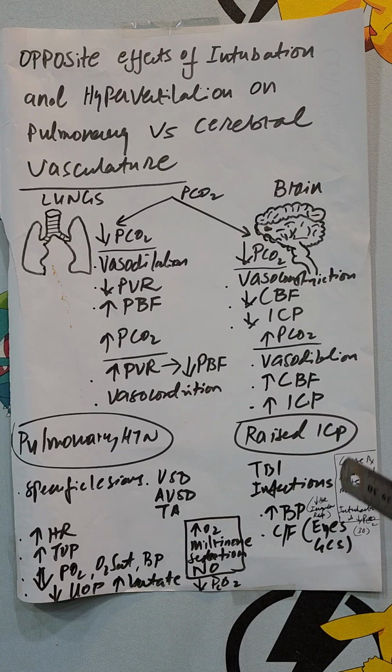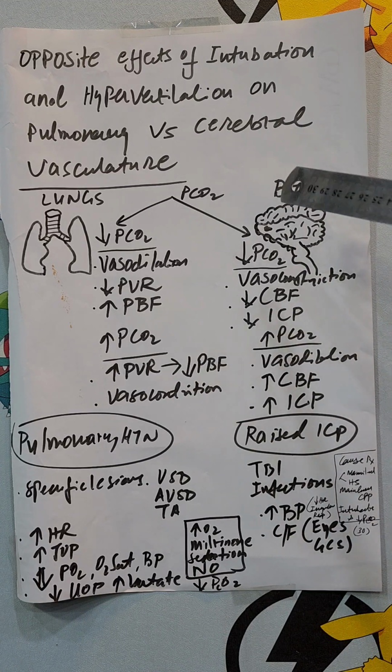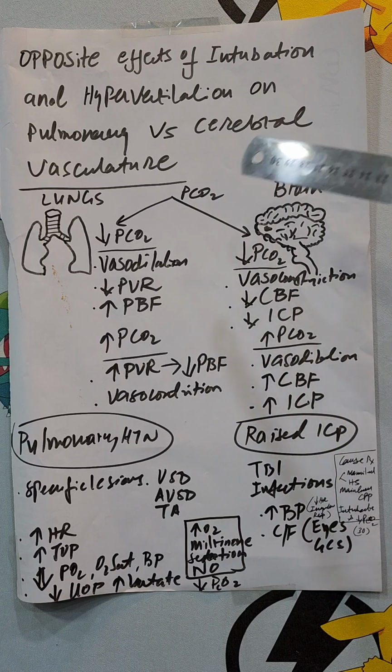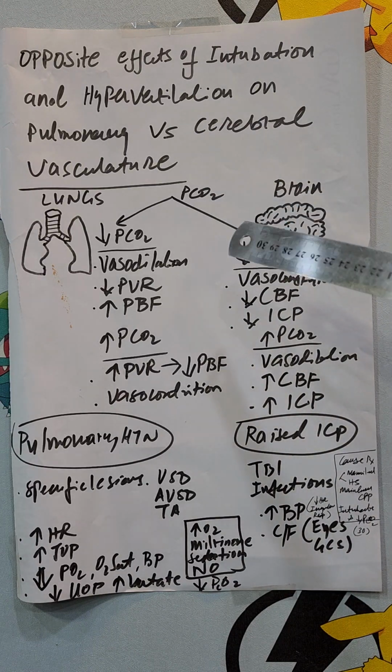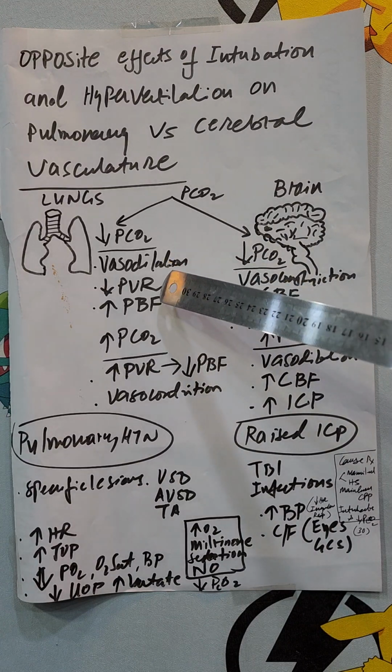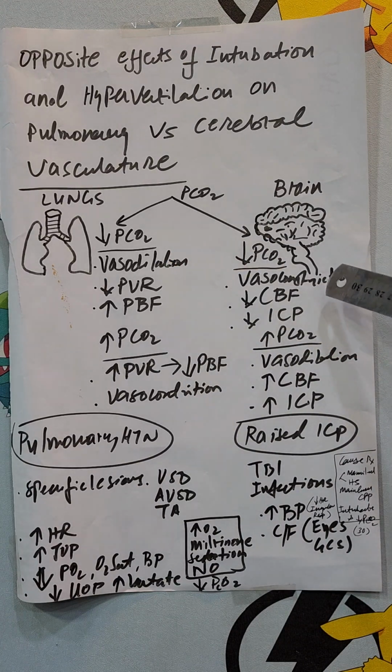So you see how interesting this relation is: if you intubate and hyperventilate someone, it has reverse, opposite effects on pulmonary and cerebral vasculature. It leads to vasodilatation in the lungs with decreased CO2, and in case of the brain, it vasoconstricts. So that's very interesting, and it has so many applications in the pediatric ICU.